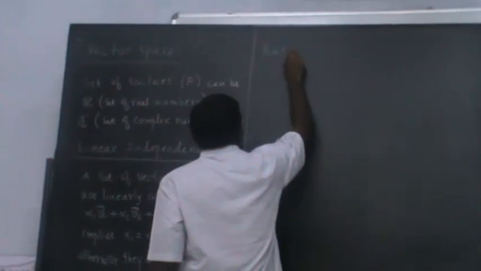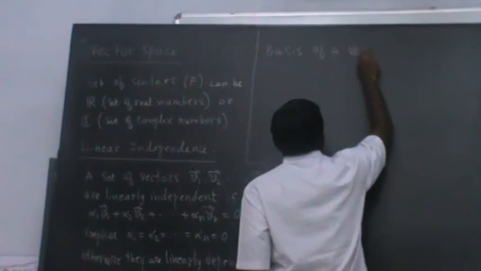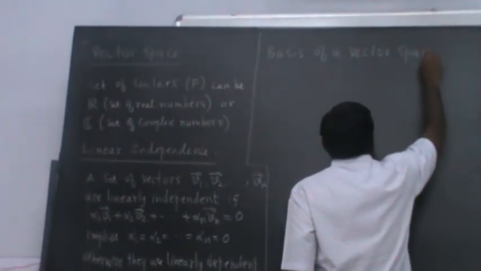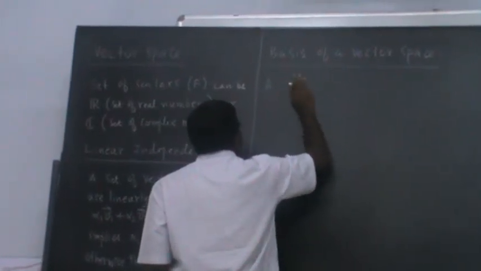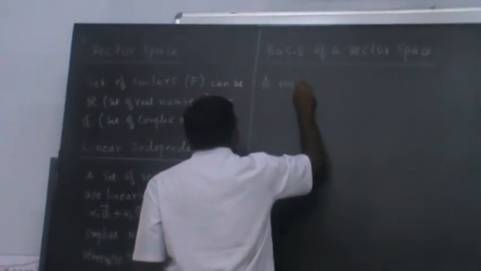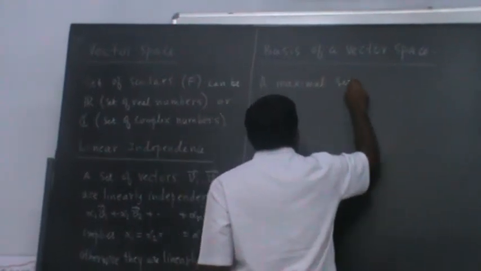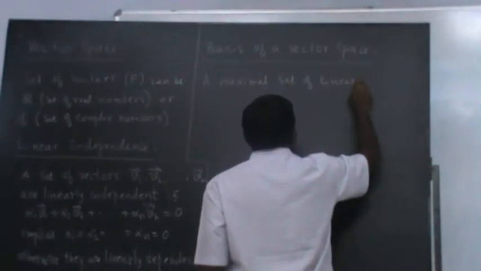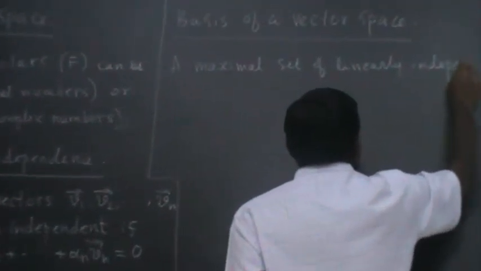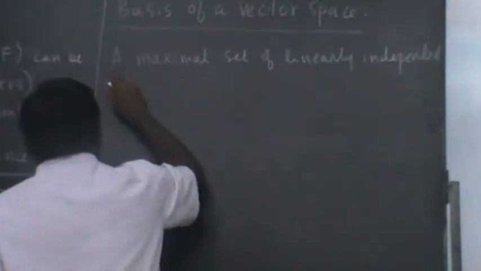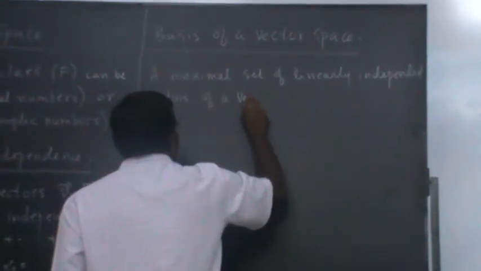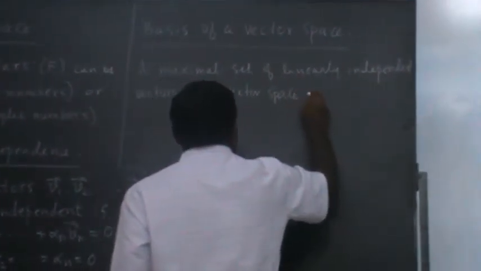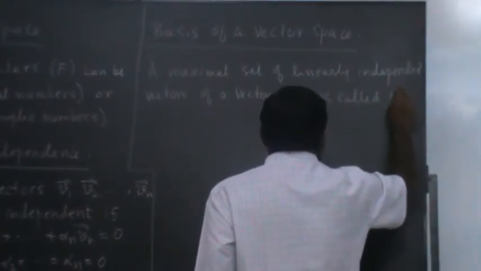Okay? So, we define what is called a basis of vectors. The maximal set of linearly independent vectors in a vector space is called a basis.